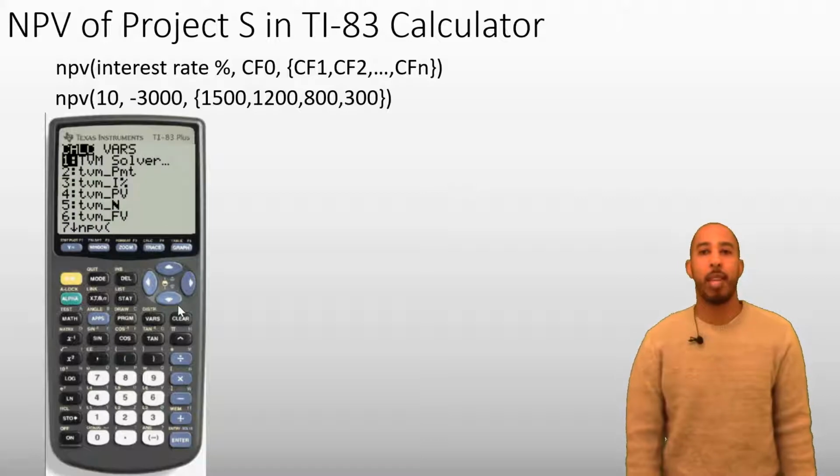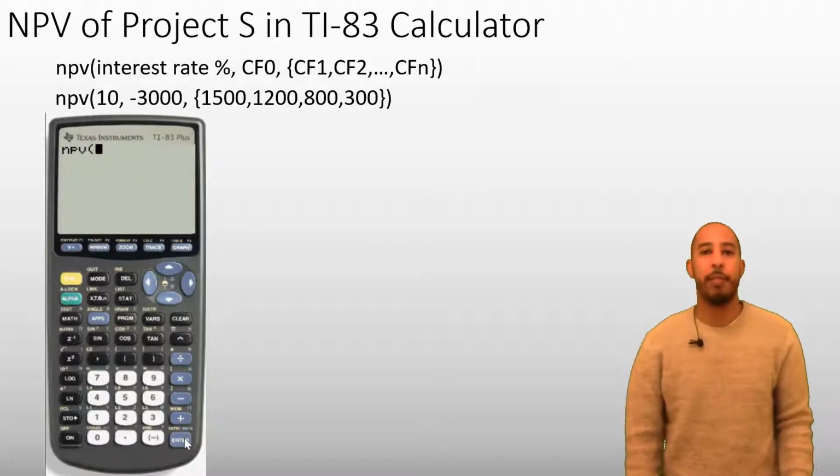With the TI-83 calculator, we'll go into Applications, then Finance, and scroll down to NPV. From there, you'll enter the following syntax. First, the interest rate, or the cost of capital. That was 10% for us. Next, enter the cash flow at time zero. That's the initial outlay of $3,000. We'll put it in as a negative.